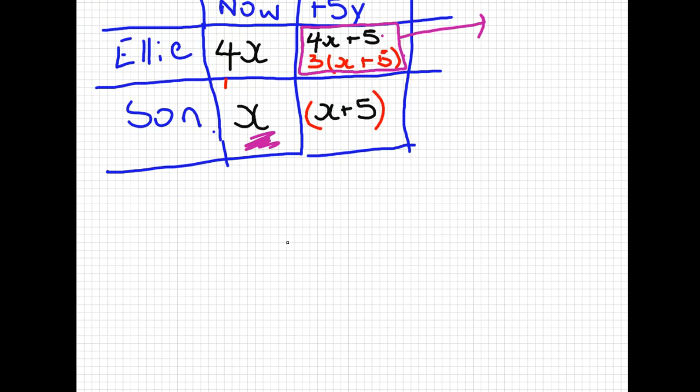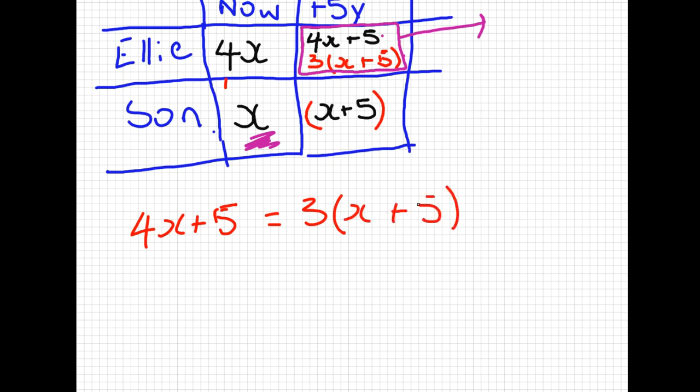So if those 2 things are representing one thing, then we can say they are equal to each other. This means that 4x plus 5 equals 3 times (x plus 5). This is because both of these things represent how old Ellie is in 5 years' time. So now we can go about solving this equation.